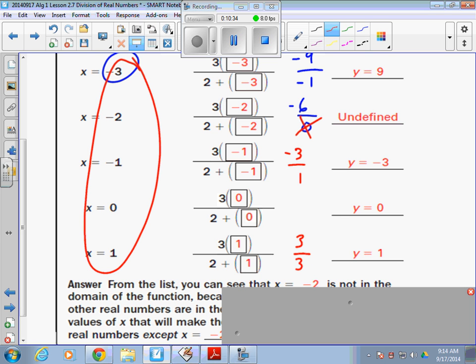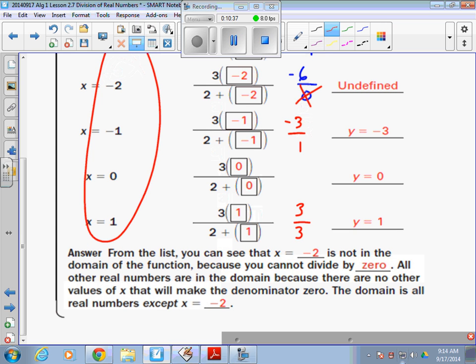And when you look on the bottom, it says from the list, you can see that x equals 2 is not in the domain of the function. So we found the domain by finding what was not in it. It says because you cannot divide by 0. All other real numbers are in the domain because there are no other values of x that will make the denominator 0. So the domain is all real numbers, every number that we're going to work with besides negative 2.